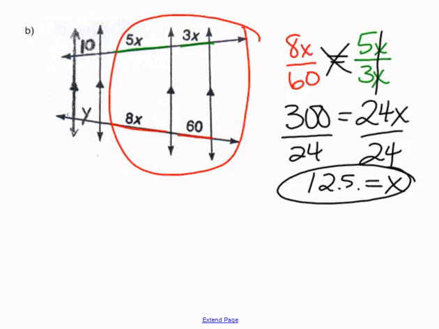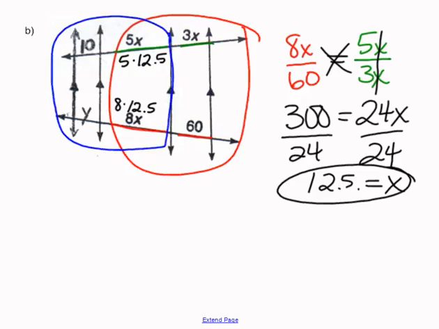Oh, so now I have to plug this back in. So 12.5 needs to be plugged in right here, and right here, so that I can do this proportion. So 8 times 12.5 is 100. And 5 times 12.5 is 62.5.